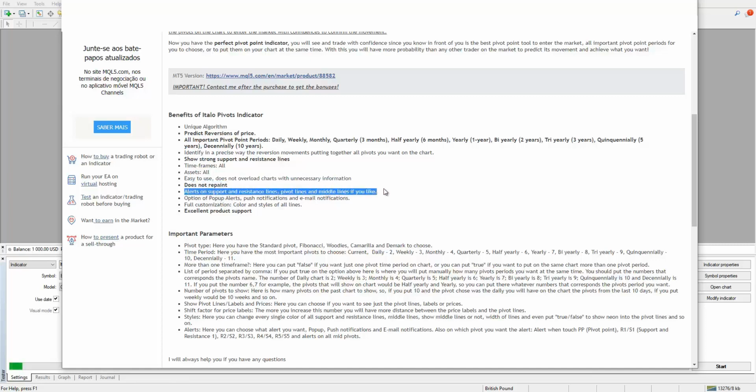You have all the alerts. If you like to customize every single color and styles of the lines, and of course an excellent product support.